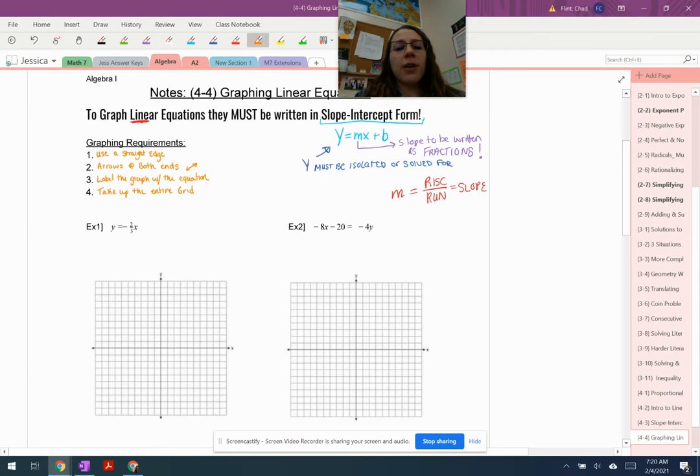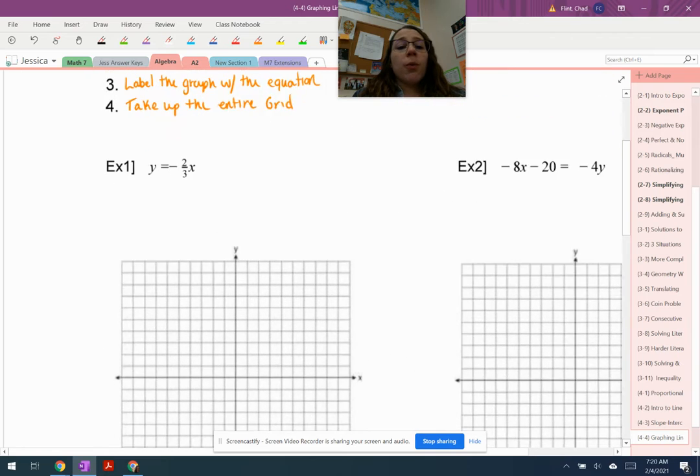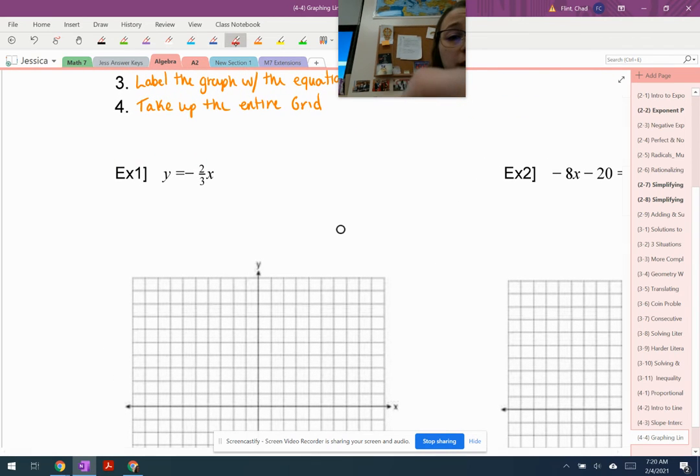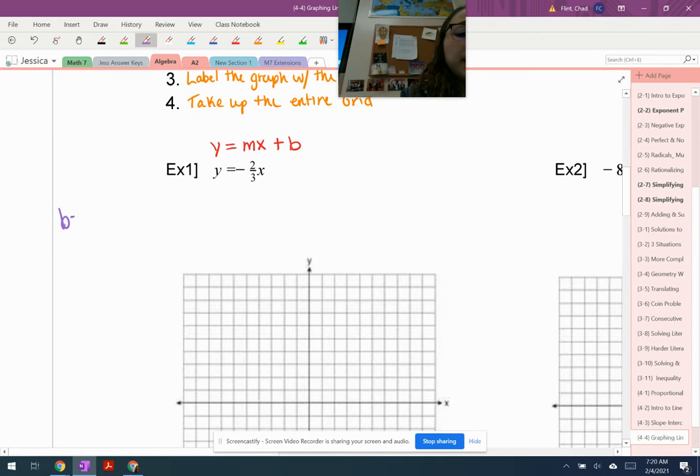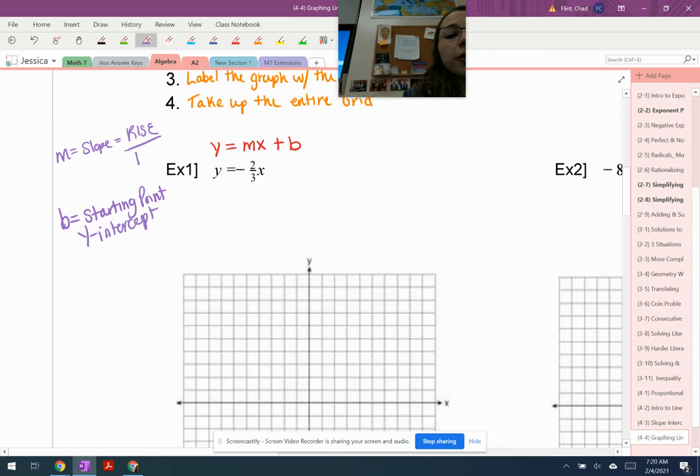All right, here we are looking at notes for 4-4, example number 1. So when I'm graphing this, again, I'm making sure that it's in that slope-intercept form, that y equals mx plus b, where again, we pause off to the side. B is that starting point, or my y-intercept. And that m value, as we've talked about, is that slope, that rise over run.